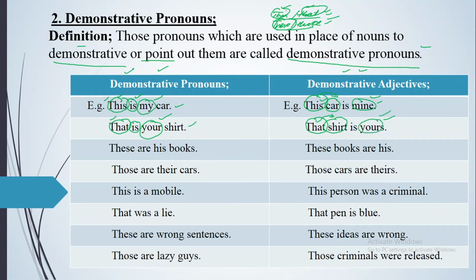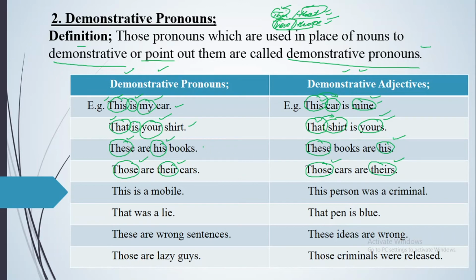In the same way, these are our books. These is the pronoun, and our is the possessive adjective. And in the same way, with the demonstrative adjective, ours is the possessive pronoun. And in the same way, those are their cars: those is the demonstrative pronoun, and their is the possessive adjective. And those cars are theirs: those is the demonstrative adjective, and theirs is the possessive pronoun.